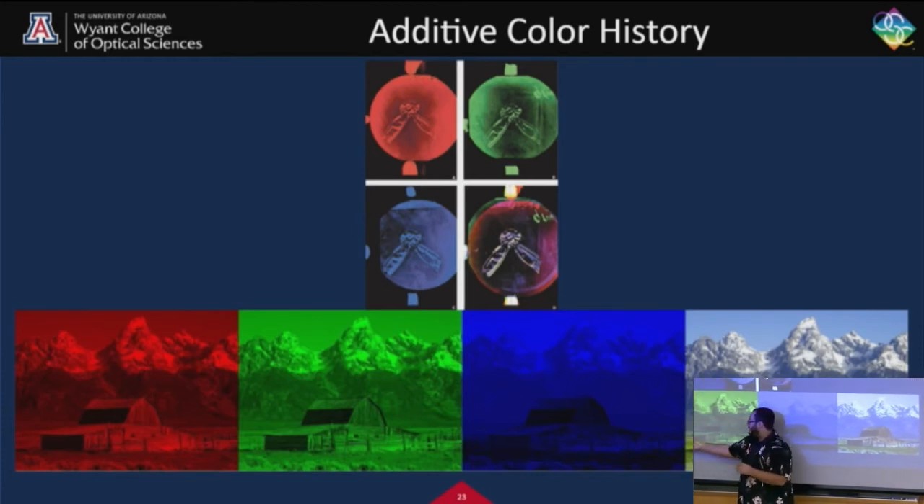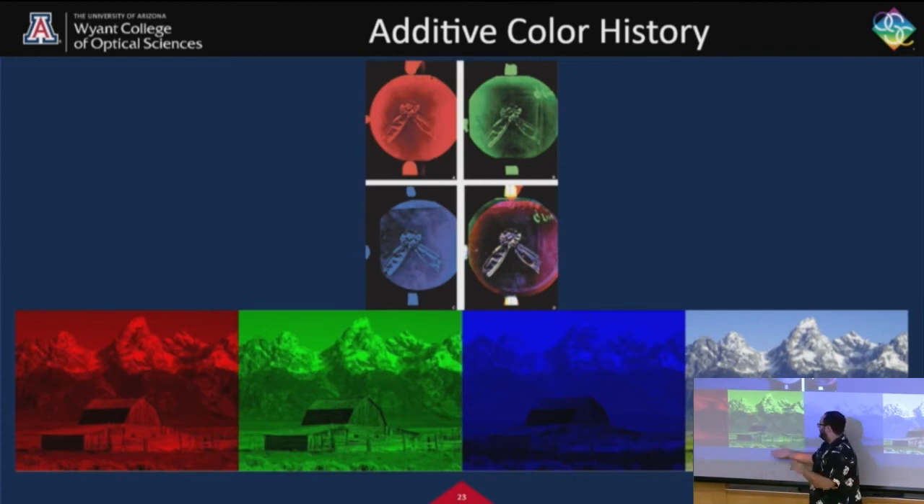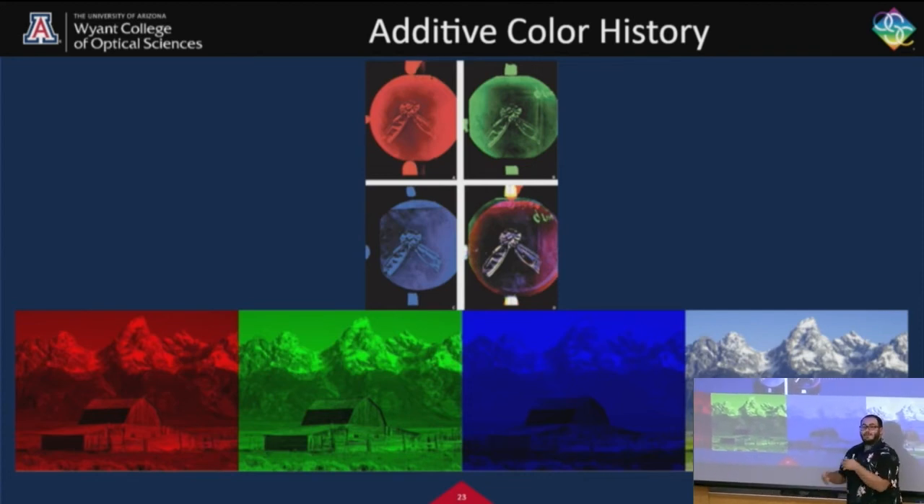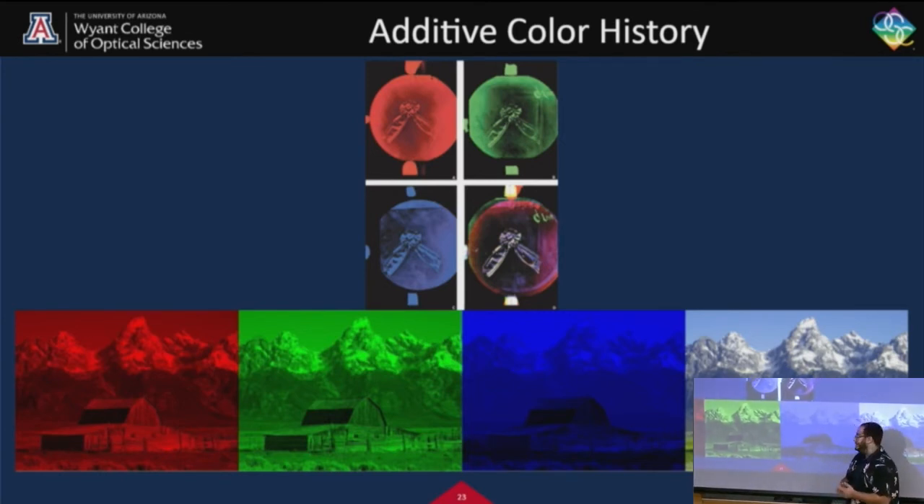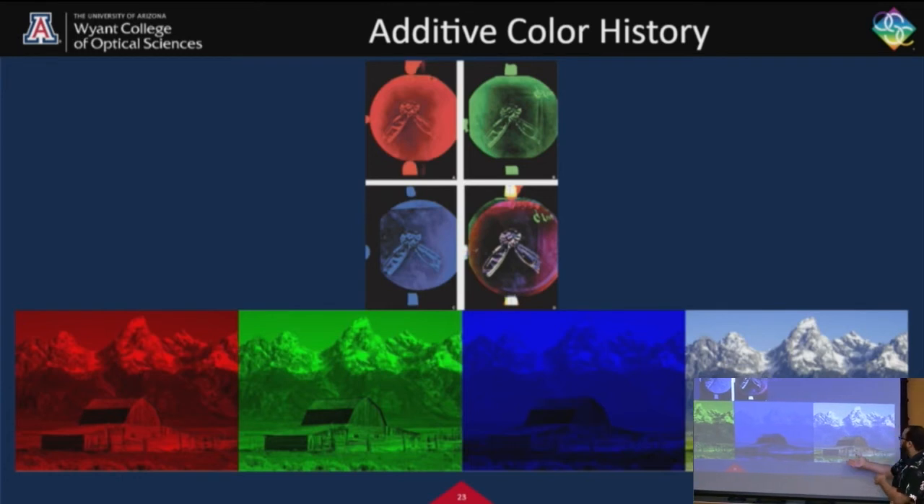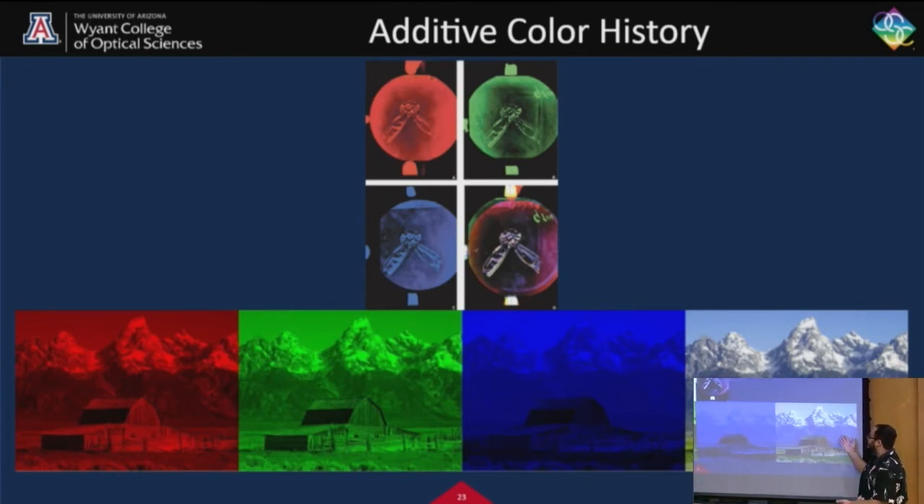It may not look like a house at first, but we have the image of the house with a red filter on, with a green filter on, and then with a blue filter on. And then what happens when you combine all three of those images together is you get this beautiful image of this house with this beautiful picture of the mountains in the back, and you get the sky as well.